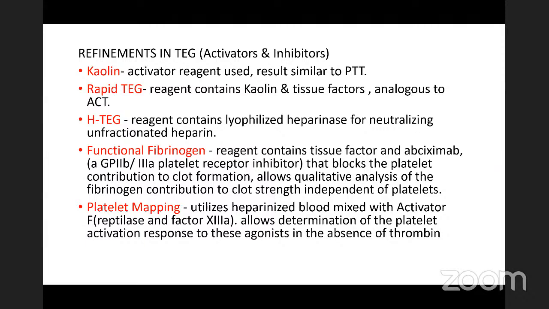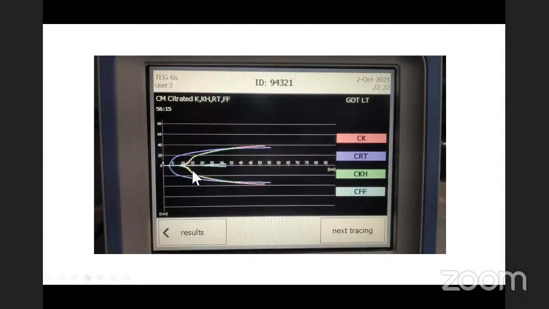This allows quantitative analysis of fibrinogen contribution to clot strength independent of platelets. Platelet mapping utilizes heparinized blood mixed with activator F, which allows determination of platelet activation response to these antagonists in the absence of thrombin. This is the TEG 6 indicators, which contains citrated kaolin, citrated rapid TEG, and citrated kaolin with heparinase, and this is separated functional fibrinogen. These are different TEG graphics which we get in TEG 6.